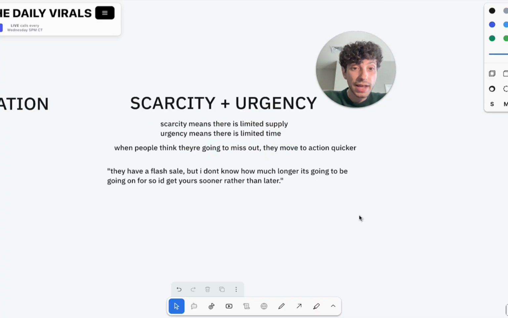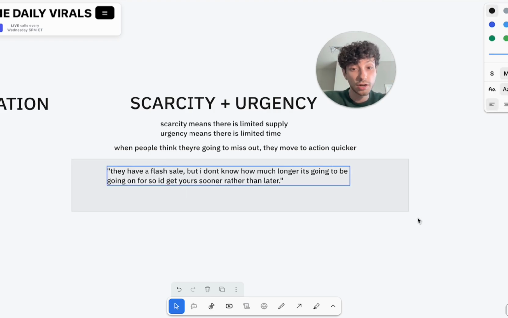So an example of that and a call to action would be, they have a flash sale, but I don't know how much longer it's going to be going on for, so I'd get yours sooner rather than later. That would be urgency because there's limited time. Then if we just swap out this flash sale for, they just restocked, but I don't know how much longer it's going to be in stock for, so I'd get yours sooner rather than later, that's scarcity. So if you can find a way to tie these together, that's always going to be the best of both worlds.